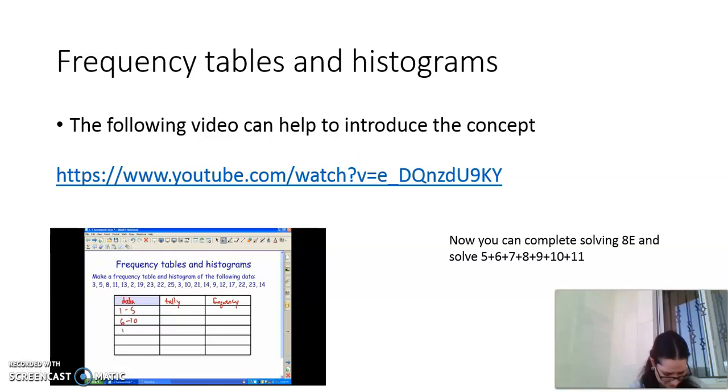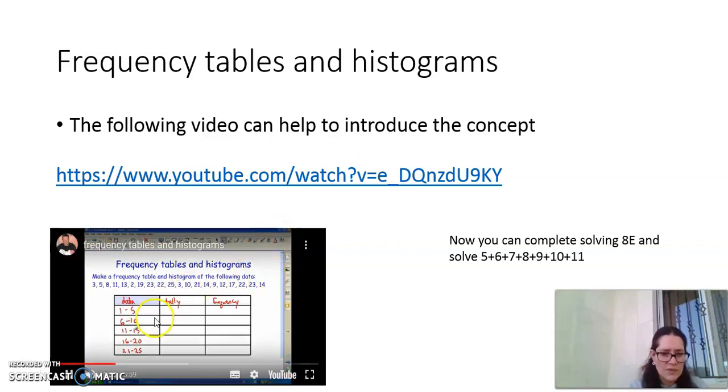After that would have to be 11 through 15. And then 16 through 20. And then 21 through 25. So there are 5 numbers in each one of these intervals. I can't go 1 through 5 and then 6 through 12 and then 13 through 15. Make sure that all the intervals have the same range, okay? Same range. So 5 values each interval until we reach the last value.